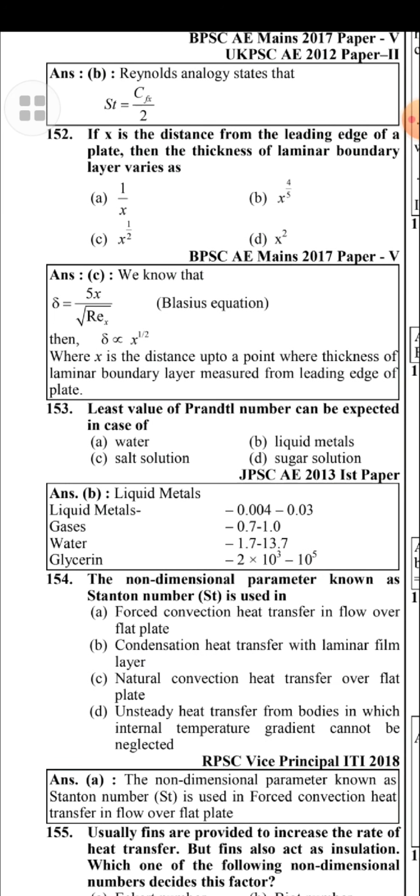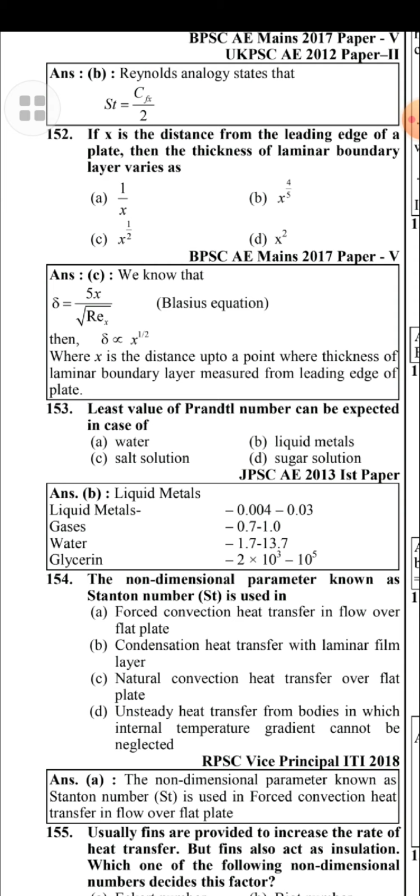The least value of Prandtl number can be expressed in case of liquid metals. The value for liquid metals is 0.004 to 0.003, for gases 0.721, for water 1.7 to 13.7, for glycerine 2 into 10 to the power 3 to 2 into 10 to the power 5.